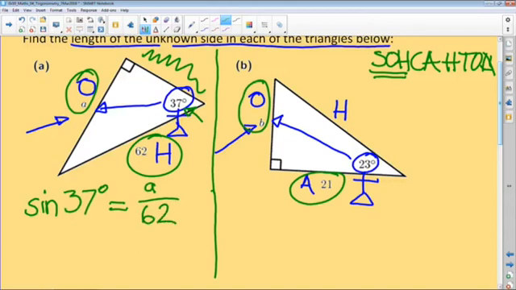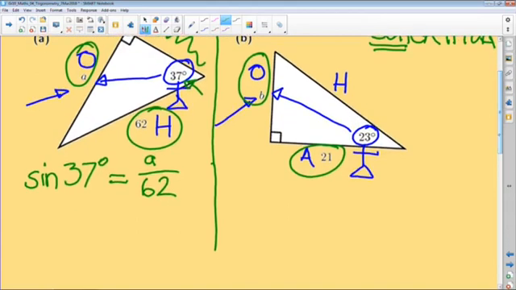So now we need to solve the equation. The real question is, who is the girl in this equation? If you said A is the girl, then you would be right. That's what we need to solve for. So we need to get rid of the 62 and have A all on our own.